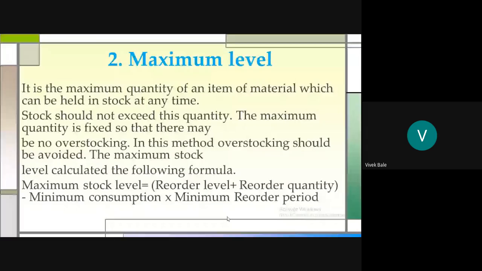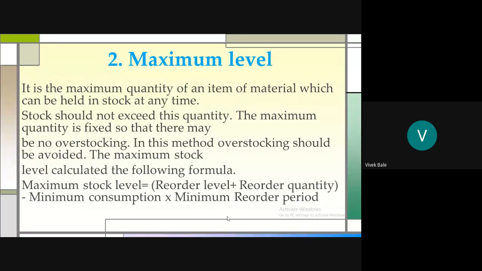Second level is the maximum level. Maximum level is that level of stock above which the stock in hand should not normally be allowed to go. It means the maximum the company should hold in the godown or the store of the company, and more than this is not allowed. It is the largest quantity of a particular material which may be held in the store at any time.